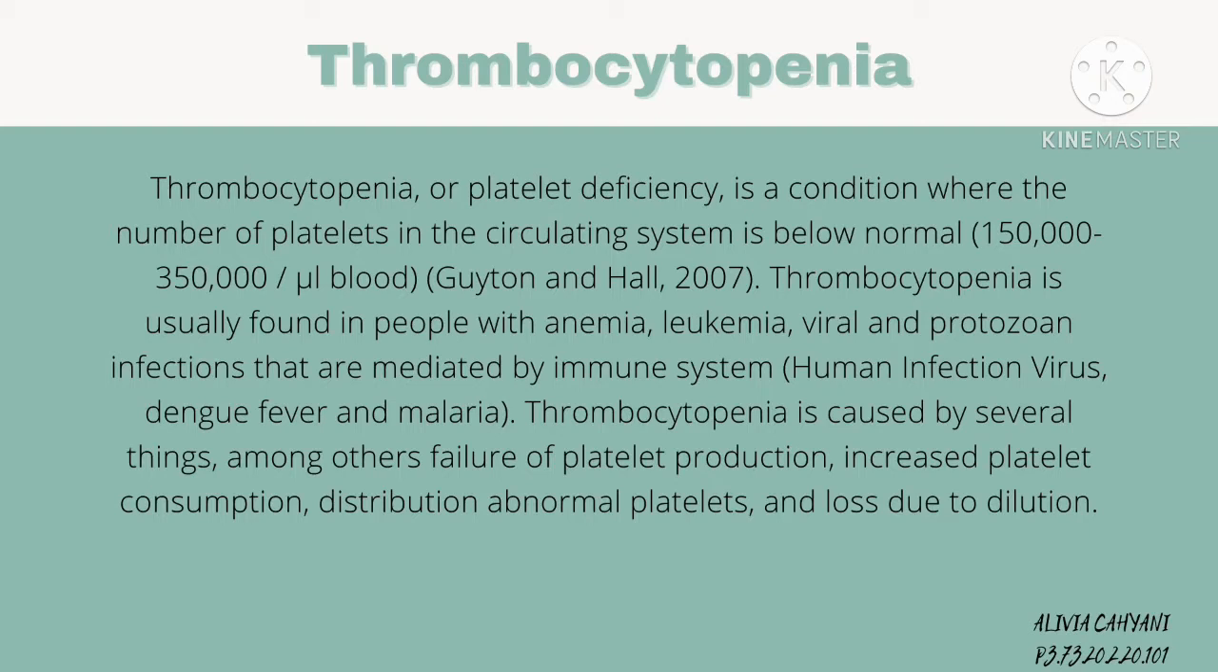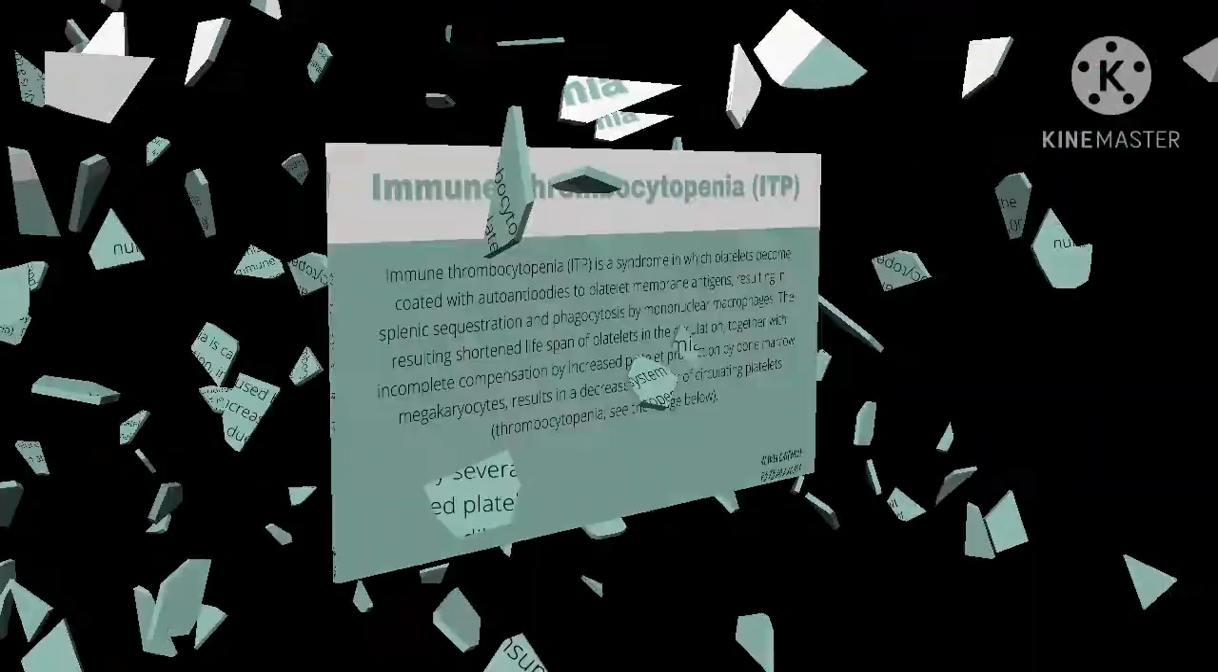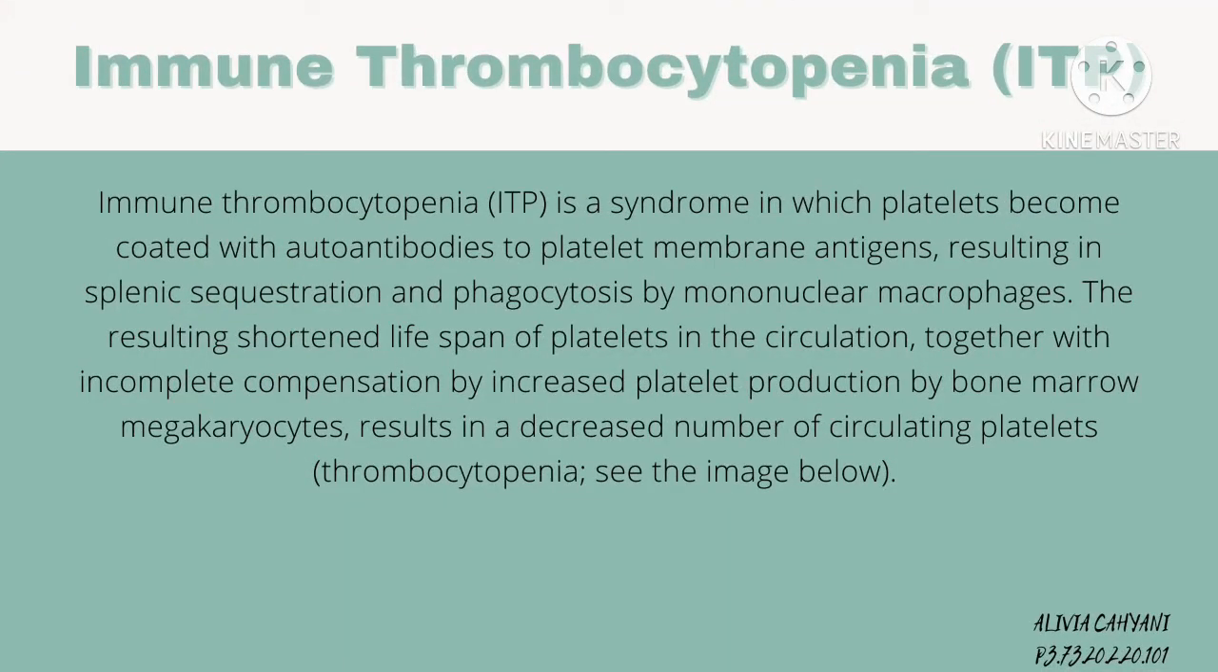Thrombocytopenia is usually found in people with anemia, leukemia, and viral and protozoan infections that are mediated by the immune system or human infection, such as virus, dengue fever, and malaria. Thrombocytopenia is caused by several things, among others failure of platelet production, increased platelet consumption, distribution of abnormal platelets, and loss due to dilution. Immune thrombocytopenia, or ITP.